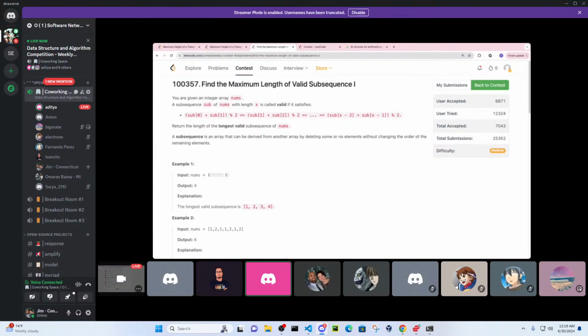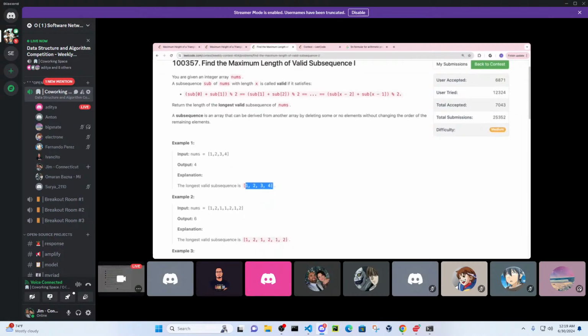So you can use the entire string as a subsequence. All are valid. Now if you consider this example, 1 plus 2, which is 3, 3 mod 2 is 1. 2 plus 1, which is again 3, 3 mod 2 is 1. Then you take this 1 comma 1, 1 plus 1 is 2, 2 mod 2 is 0. So this 1 comma 1 can't be part of it, since it is not equal to 2 comma 1, as per this formula.